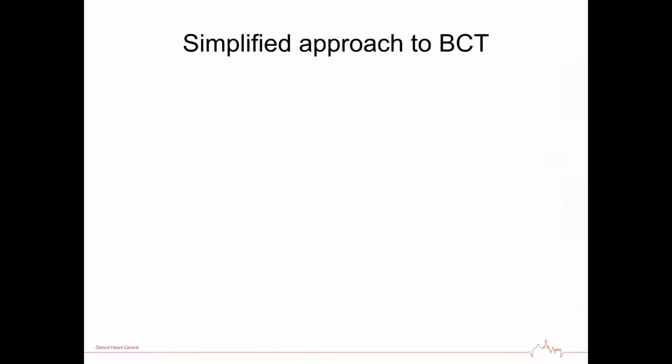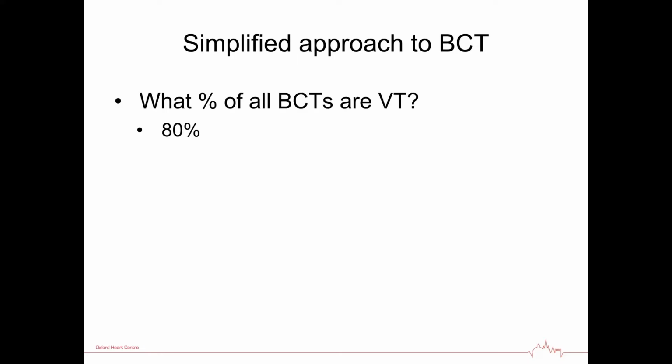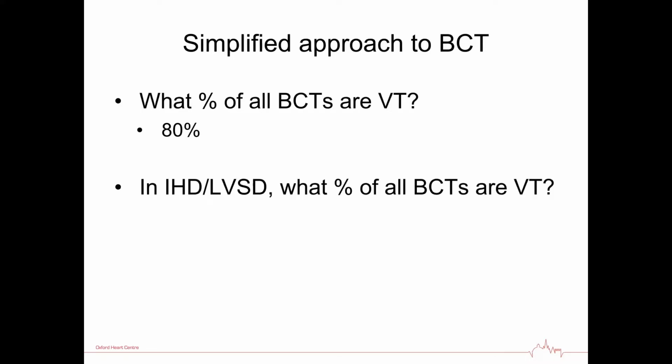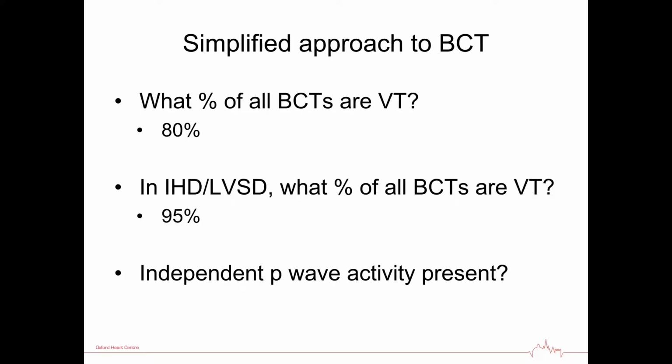So lots of people get very het up about broad complex tachycardias and whether there's concordance in the chest leads and dominant R waves and R primes. I think let's just simplify it. You don't need to worry about any of that. 80% of all broad complex tachycardias are VT. If there's a history of ischemic heart disease, over 95% are. And if you can see P waves in the broad complex tachycardia, it's always VT. So let's take a look at some ECGs.